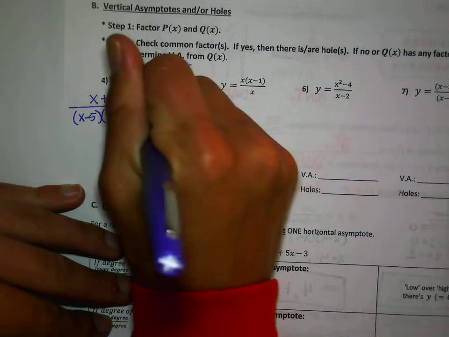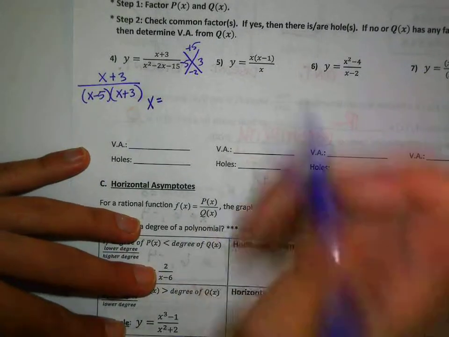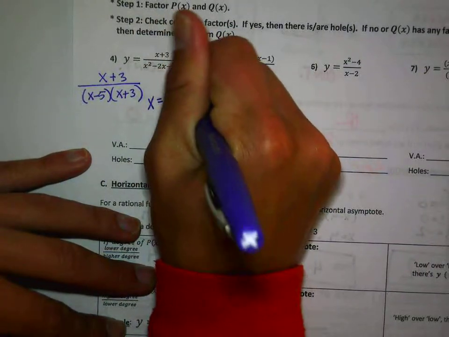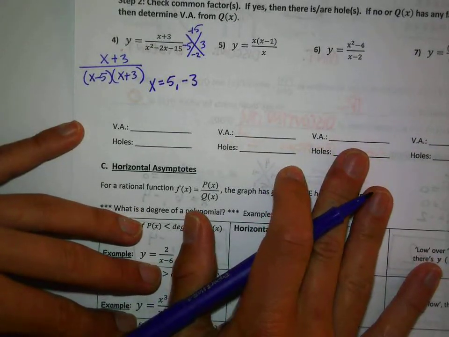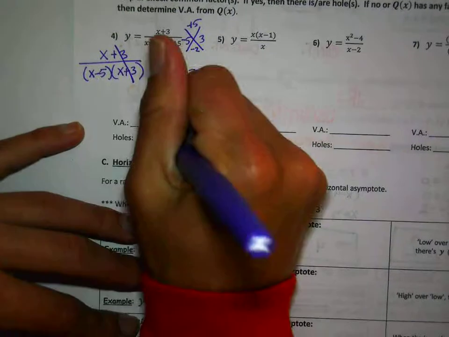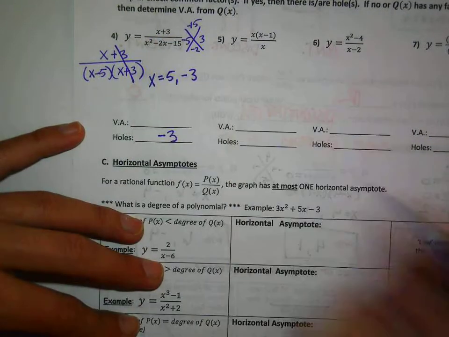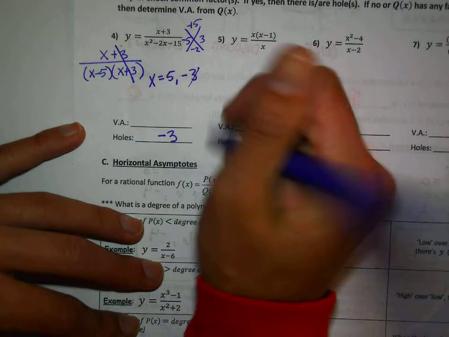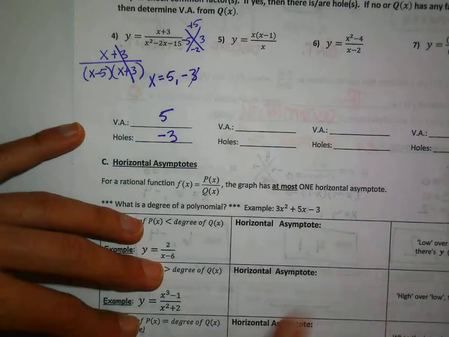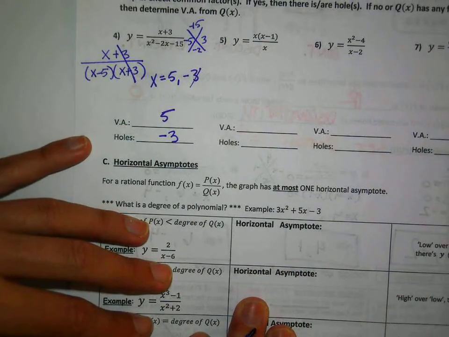All right, first, what are my points of discontinuity? 5 and negative 3. Is there a common factor? Yes. Which one of these is a hole? The negative 3. And so that takes care of this one. And then for the vertical asymptote, it's the 5.